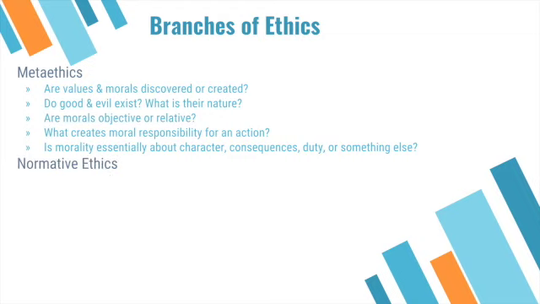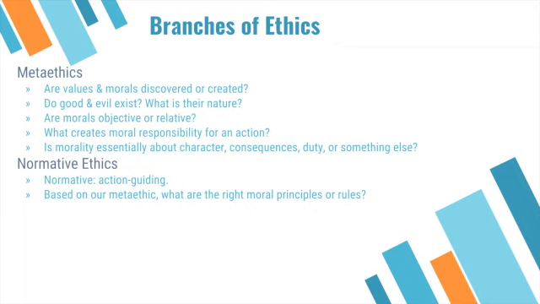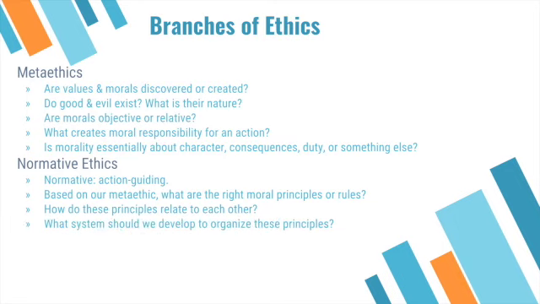Normative ethics takes the answers from meta-ethics and develops them into systems which give normative or guiding principles. It is action guiding. At this level, we start to have general moral principles. And how do we organize those principles? It's based on our meta-ethic. What are the right moral principles or rules? How do these principles relate to each other? What system should we develop to organize these principles?